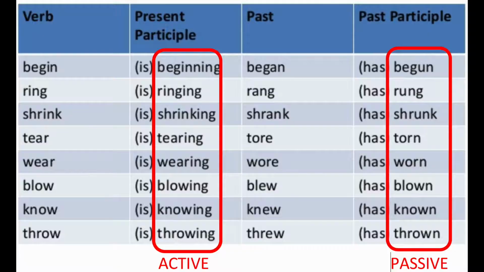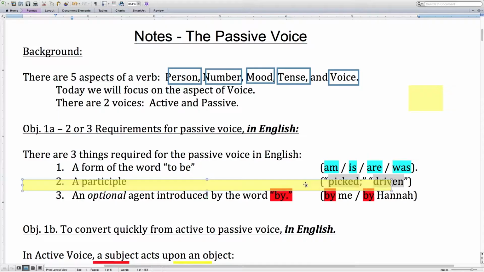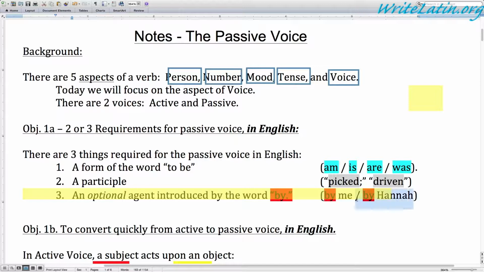So, like running. You know it's an adjective because you can say, I am running. But it has verbal content inside of it. It has this idea of motion, activity. Other participles are passive, like begun, shrunk, thrown. And then lastly, you need an optional agent introduced by the word by: by me, by Hannah. That tells who the agent of the action really was.